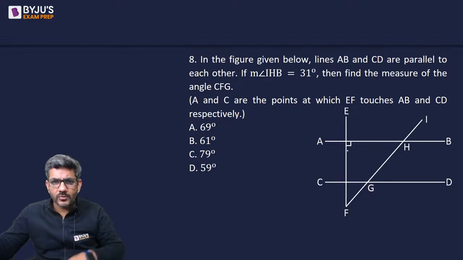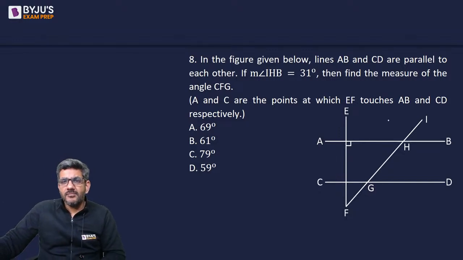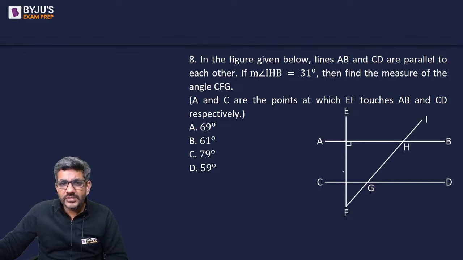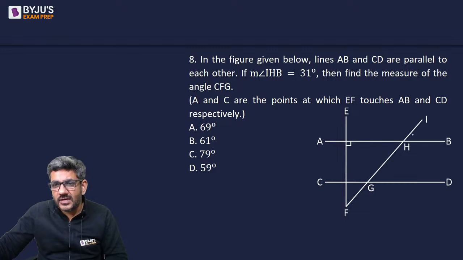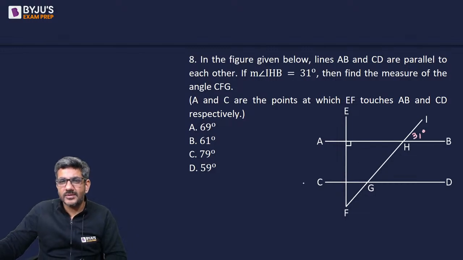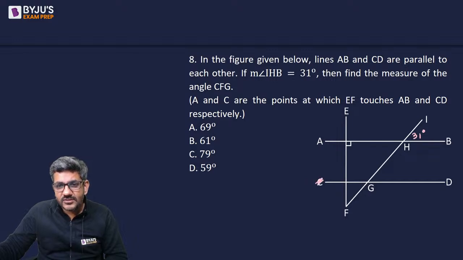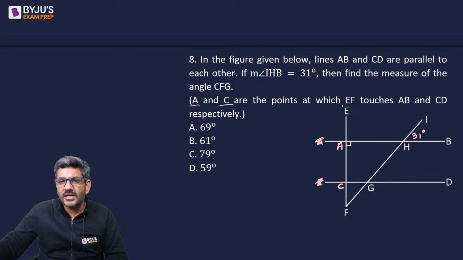It's a simple question. In the figure given below, lines AB and CD are parallel to each other. Measure of angle IHB is 31 degrees. It is given as 31 degrees. Find the measure of angle CFG. So I think this C is wrongly written here. It should be here. This A is wrongly written here. It is here. It is clearly written as well. A and C are the points at which EF touches AB and CD.